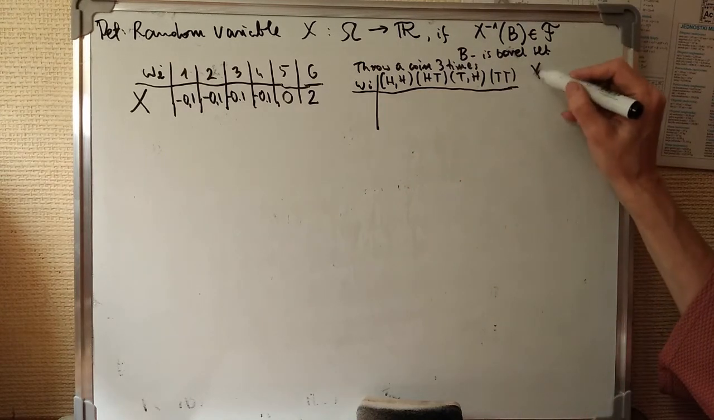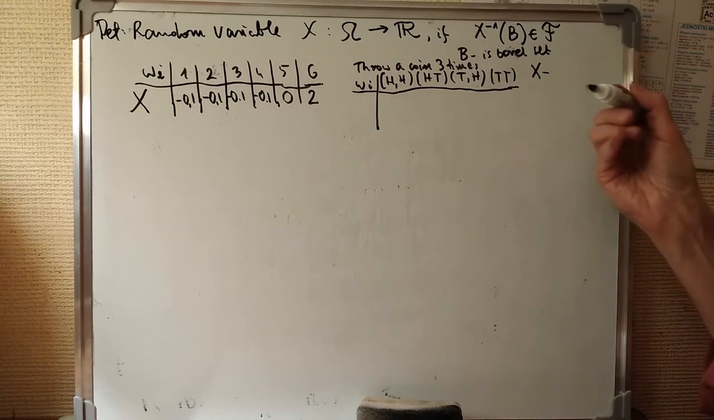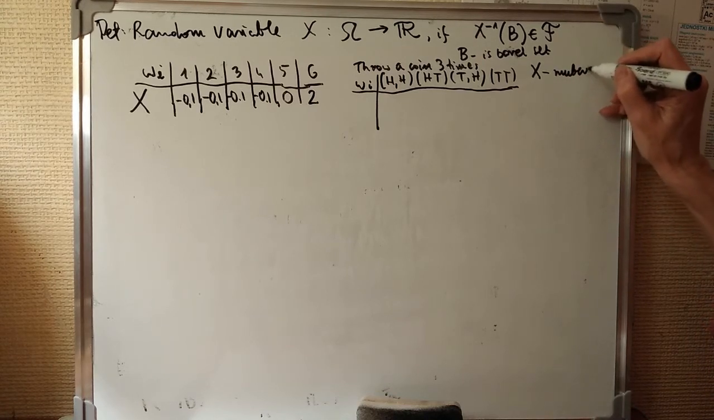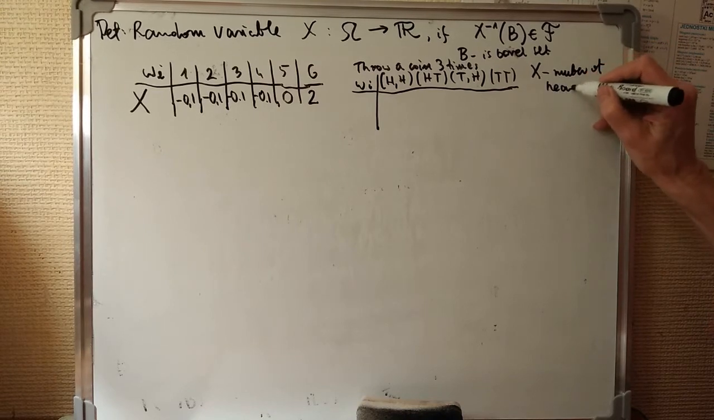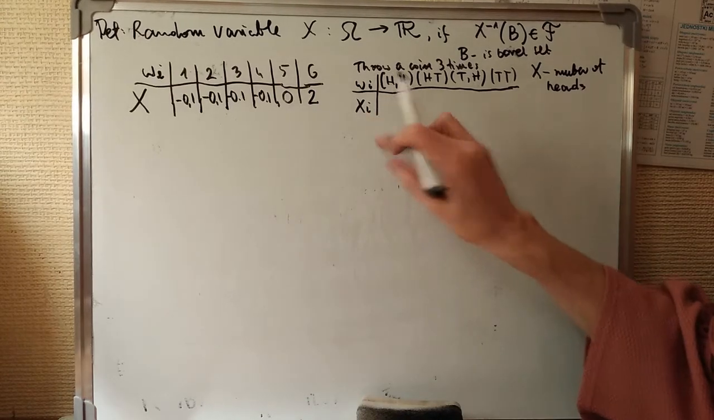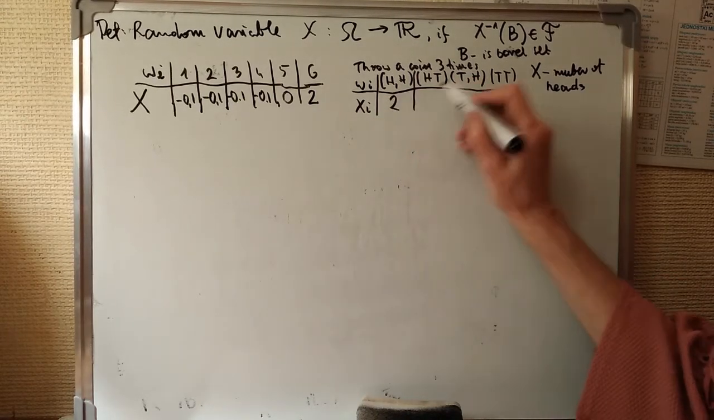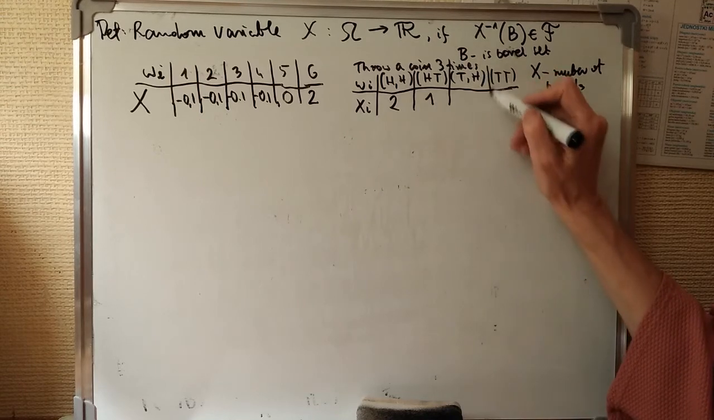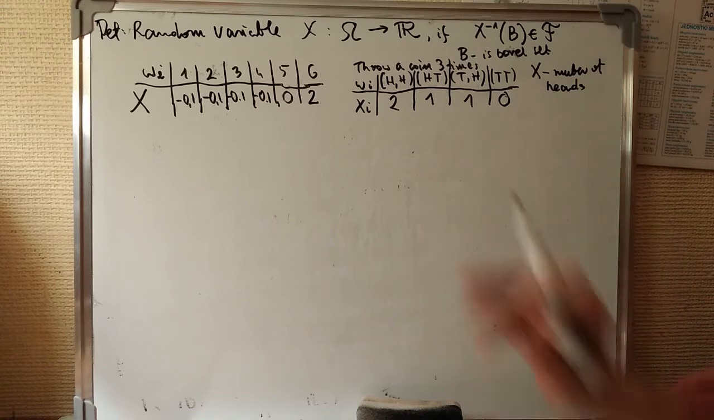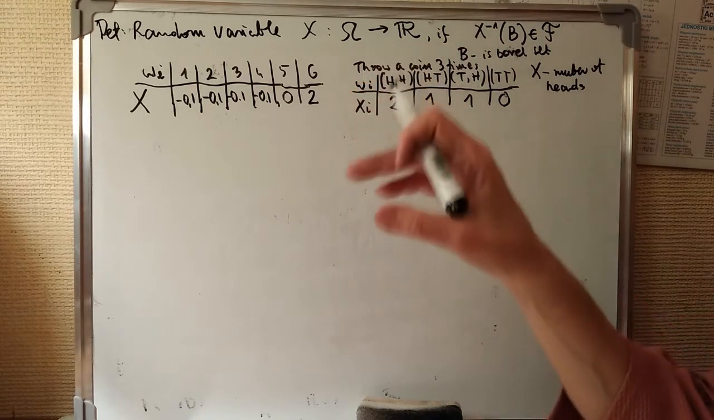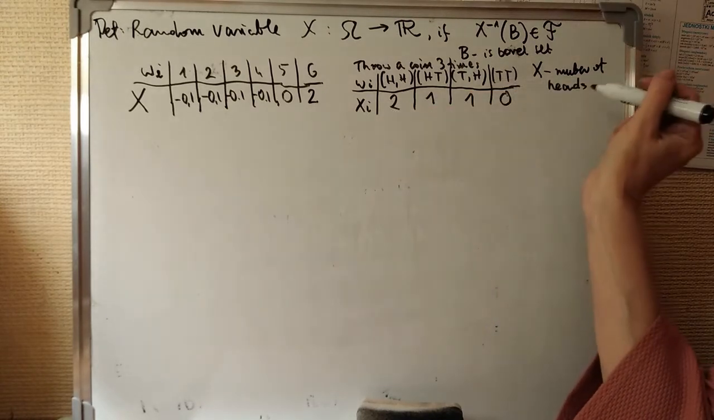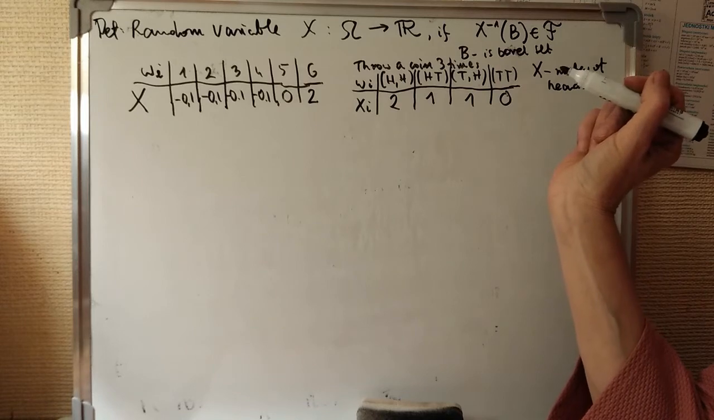So let X be a random variable which calculates the number of heads. So what are the xi values? Here the number of heads is 2. Here the number of heads is 1. Here the number of heads is 1. And here the number of heads is 0. So this way, to each omega i, we gave a number. So we have defined a random variable.